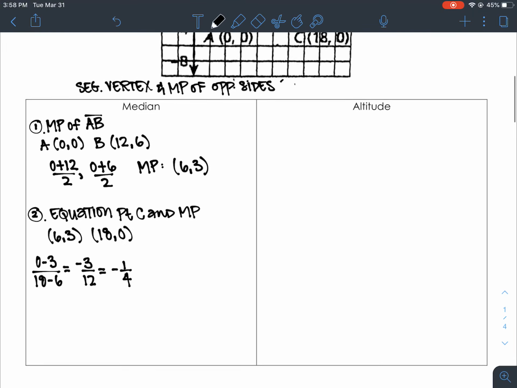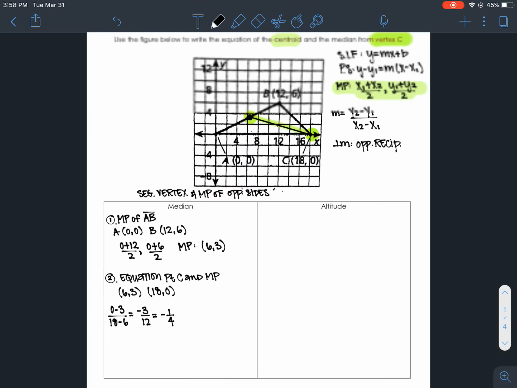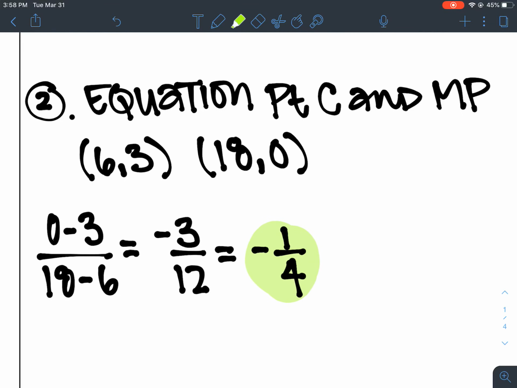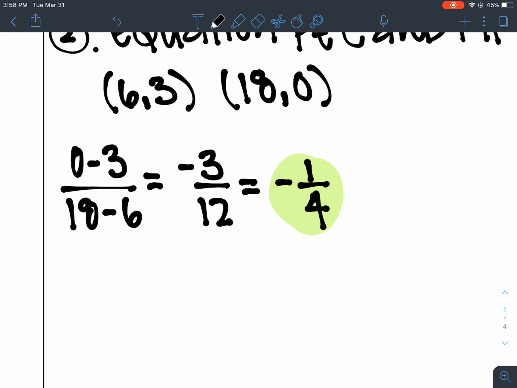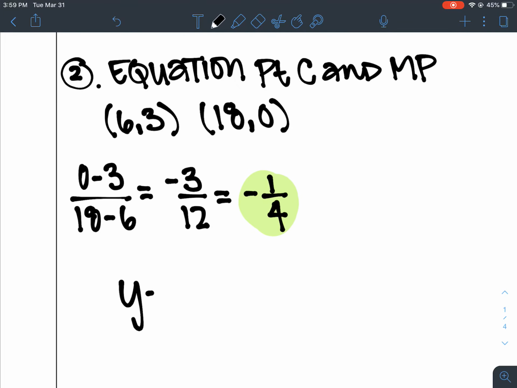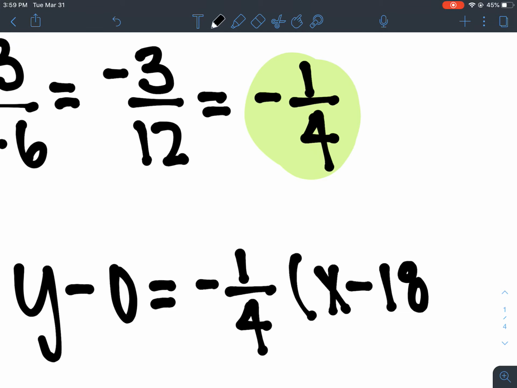From here, I'm going to use my slope and pick either of those two points, (6, 3) or (18, 0), and plug it into point-slope form. It doesn't matter which one you pick. I'm going to choose (18, 0). So I have y minus 0 equals my slope of negative 1/4 times x minus 18.